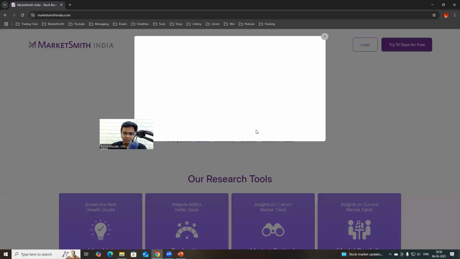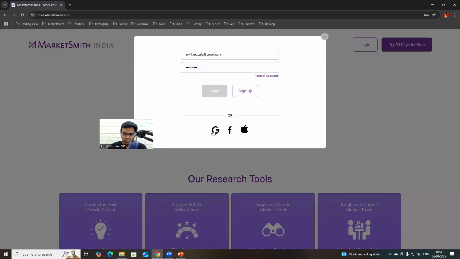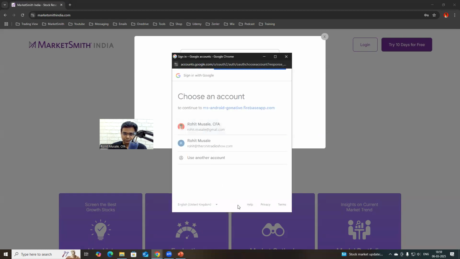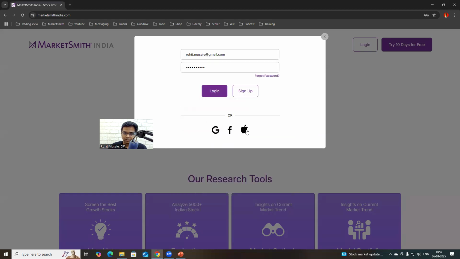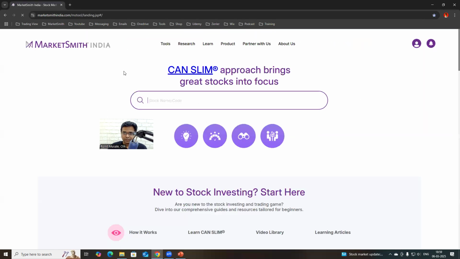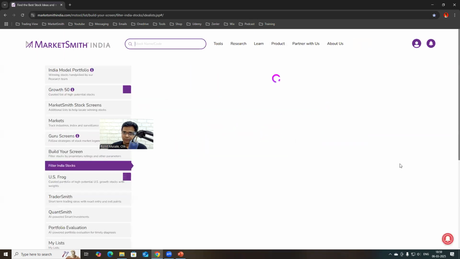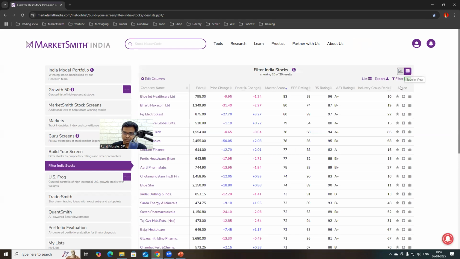Wait, I think it is asking me to log in because I was logged in on my laptop. So it is asking me to log in again here. So let's do that. Yes. So I go here, I click on breakouts. Yeah. So see, there are 20 stocks showing up in my list.